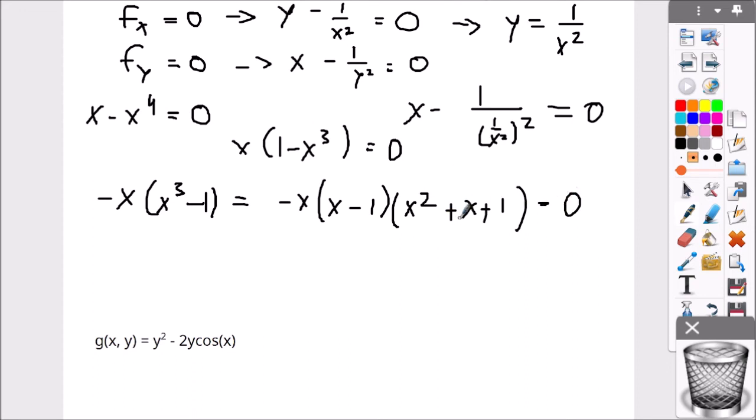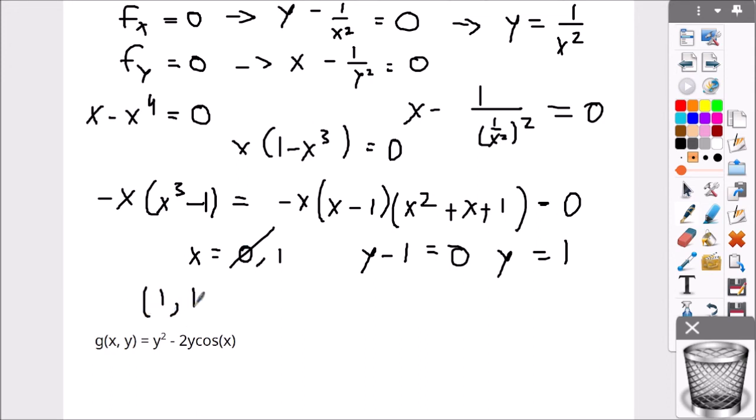This is not solvable because b squared minus 4ac is less than 0. However, these two are solvable, so x can be 0 or x can be 1. However, we can't have 1 divided by 0 in this case. So x actually can't be 0. x can only be 1. So y minus 1 is 0, which means y can also only be 1. So x equals 1, y equals 1 is the only point.